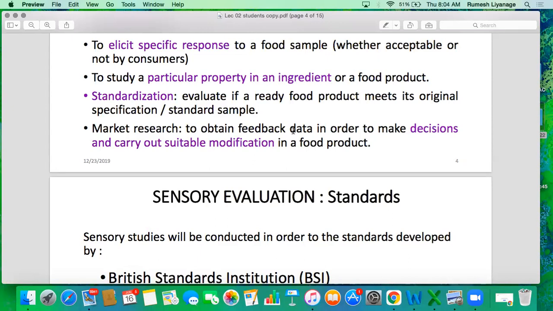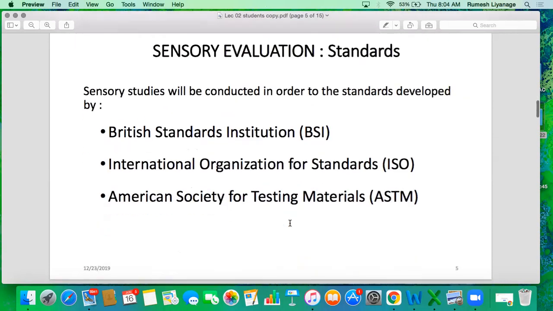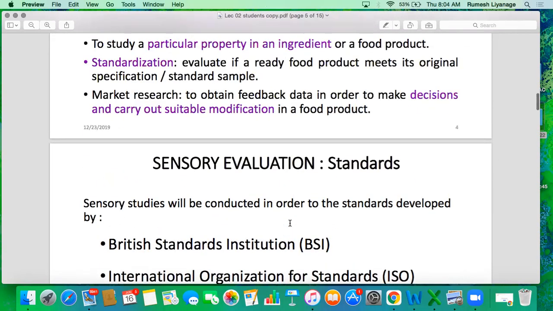And market research, we have discussed market research in detail in your 4th semester or 3rd or 5th semester for new product development. To conduct market research, sometimes we are using food samples. Okay?